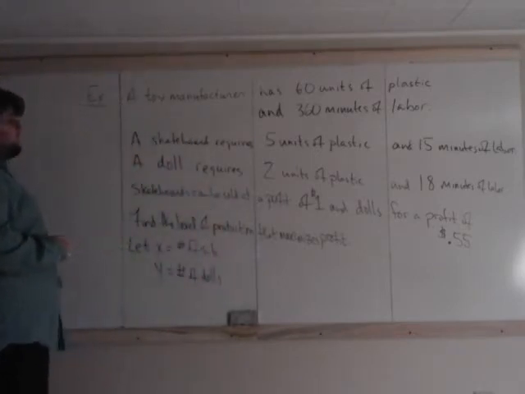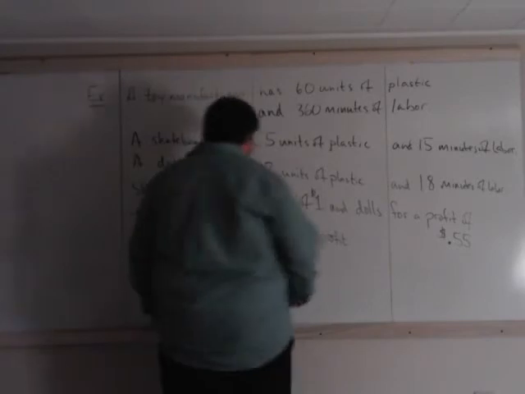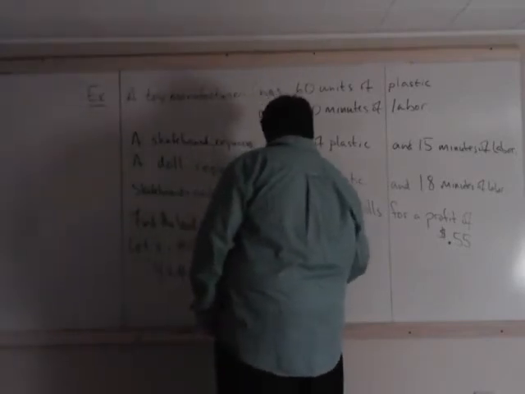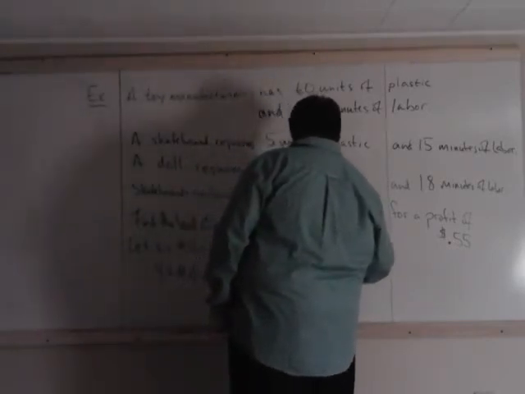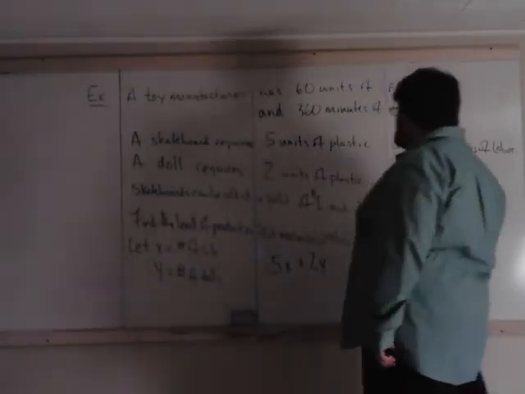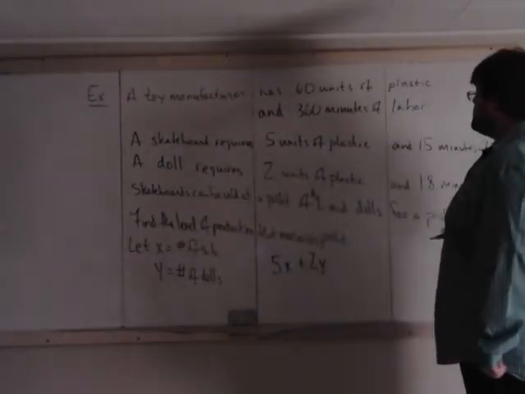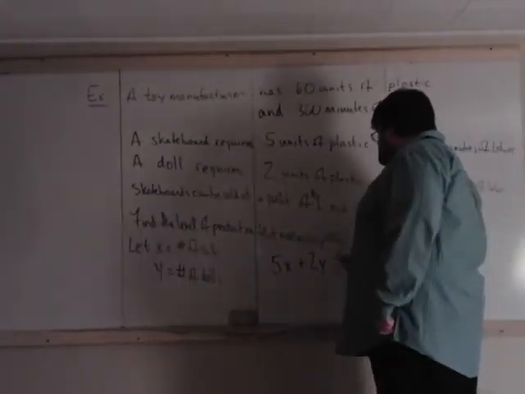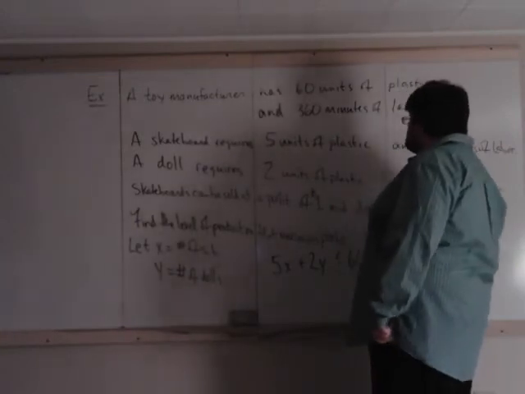Well, with the plastic restriction, we have what? 5 per skateboard and 2 per doll must be less than or equal to 60, because all we have are 60 units of plastic.